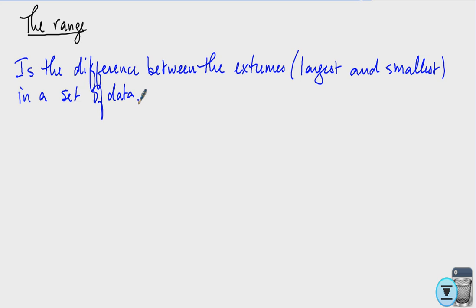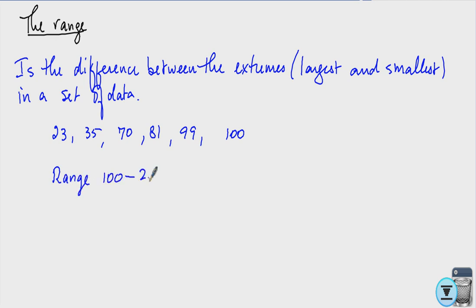For example, a class had a test, and there were some marks. The marks were 23, 35, 70, 81, 99, and 100. These were 6 students who had a test and they got those marks. What was the range? The range is the difference between the largest value and the smallest value. It is the difference between the extremes. In this case, the range is 77 marks.